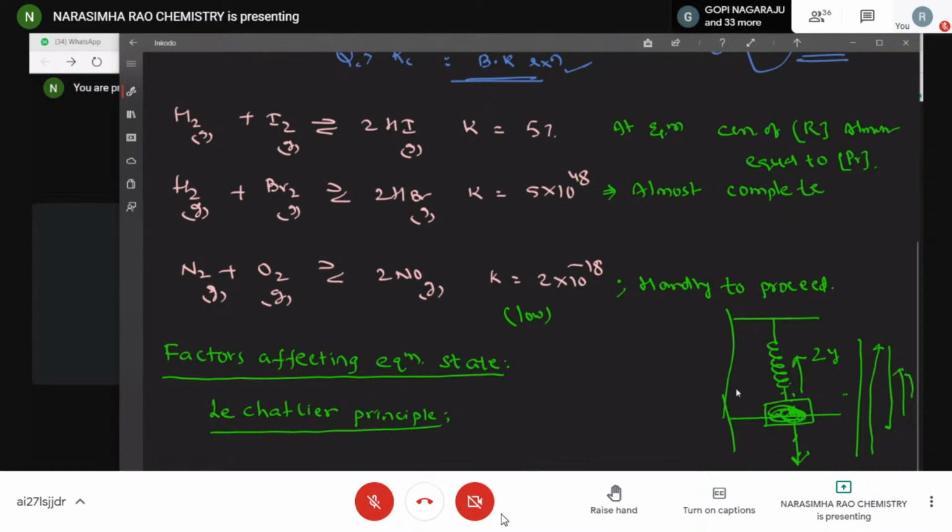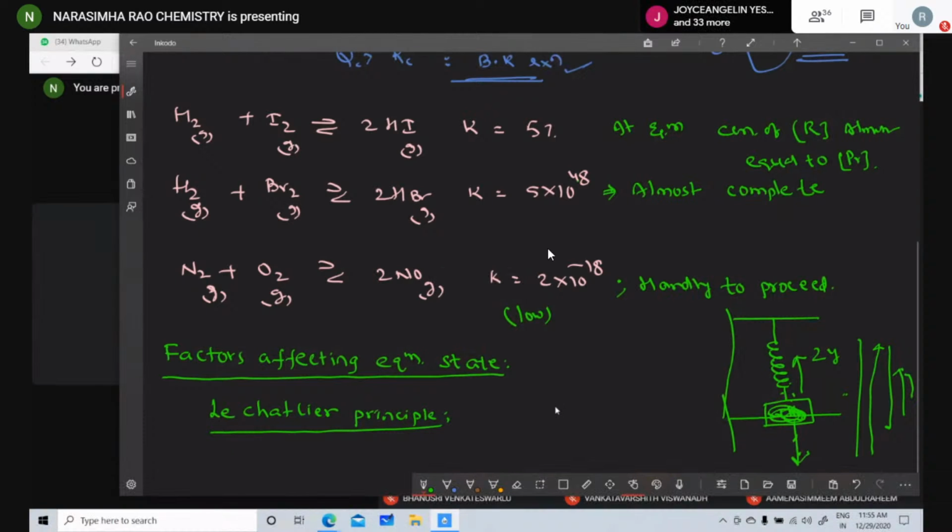Like this, any system at equilibrium state, if we disturb that equilibrium state, the equilibrium regains, which means it shifts towards the side where the change is nullified or reduced. That is the Le Chatelier principle.